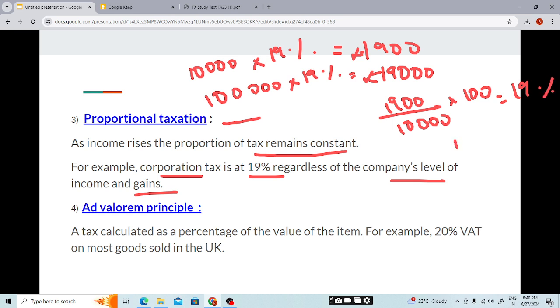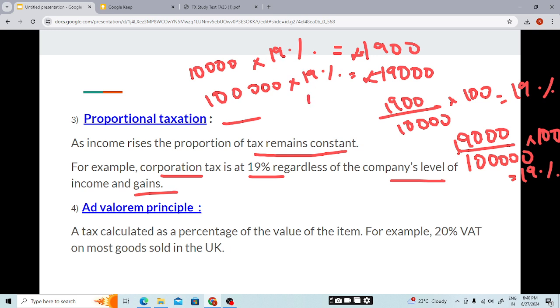And if you calculate for the 1 lakh pounds income, 19,000 pounds divided by 1 lakh pounds, in this case also you will be getting the same proportion, that is 19 percentage. So first we studied progressive taxation, where as your income rises the proportion of the tax also rises, like if it is 19 percentage, then it will be 20, 25. When we came to regressive, the tax amount paid will be the same, but the proportion will be reducing.